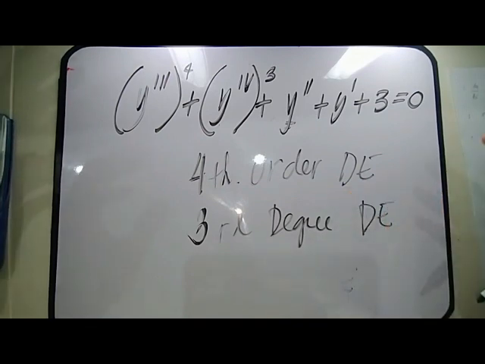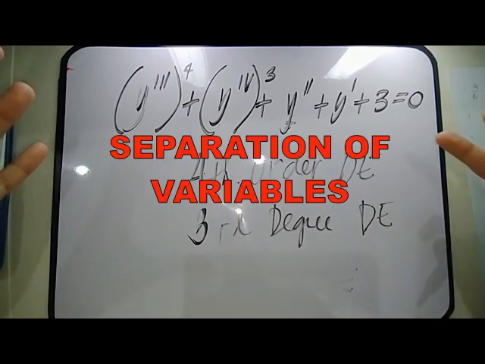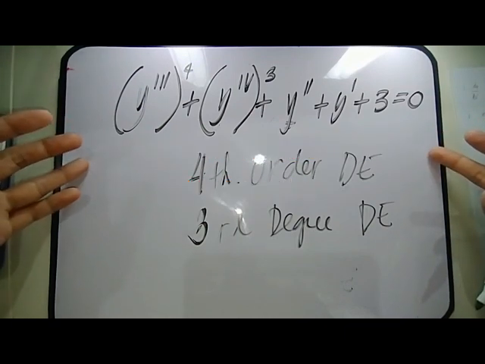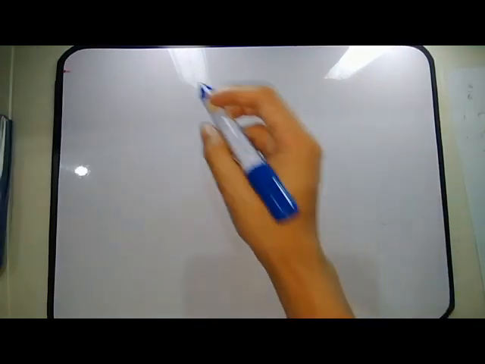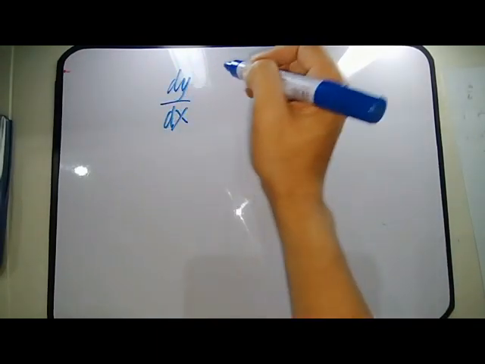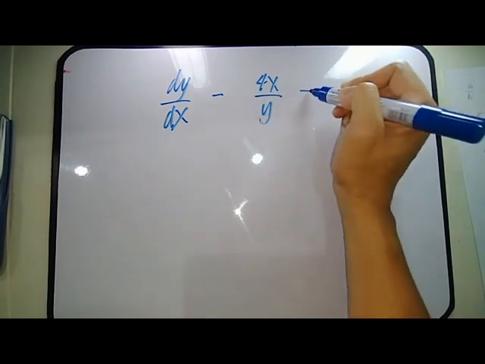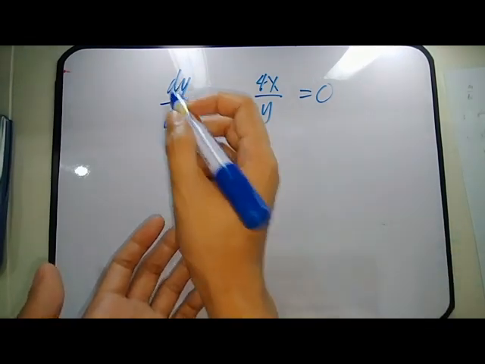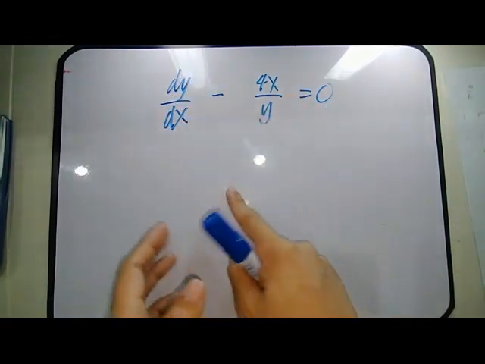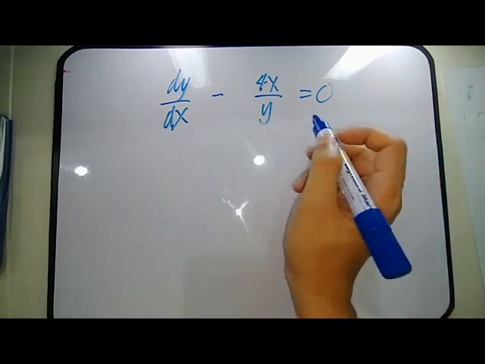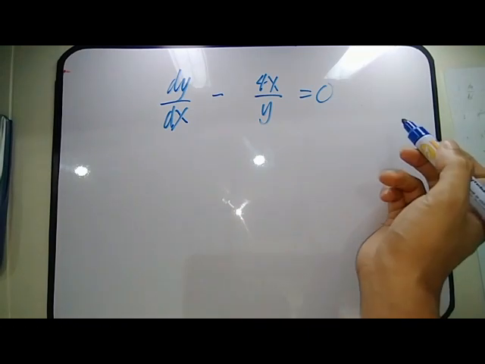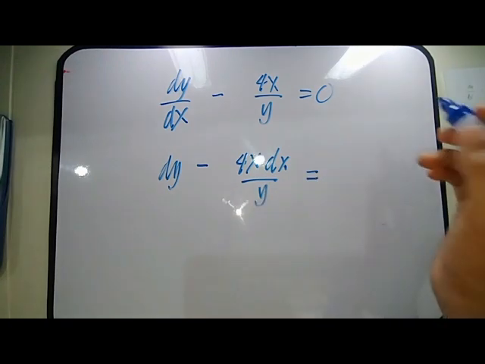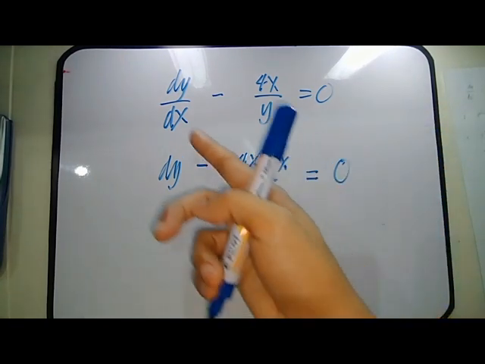So in this particular topic guys, we are going to discuss separation of variables. So the foundation of this, of course, is algebra. You have here integral and differential calculus. So in our first problem guys, we have here the derivative of y with respect to x minus 4x all over y equals 0. So we need to separate those variables in order for us to integrate. So we separate the y's together and the x's on the other side. So for example here, we multiply differential of x to both sides. So dy minus 4x dx all over y equals 0.